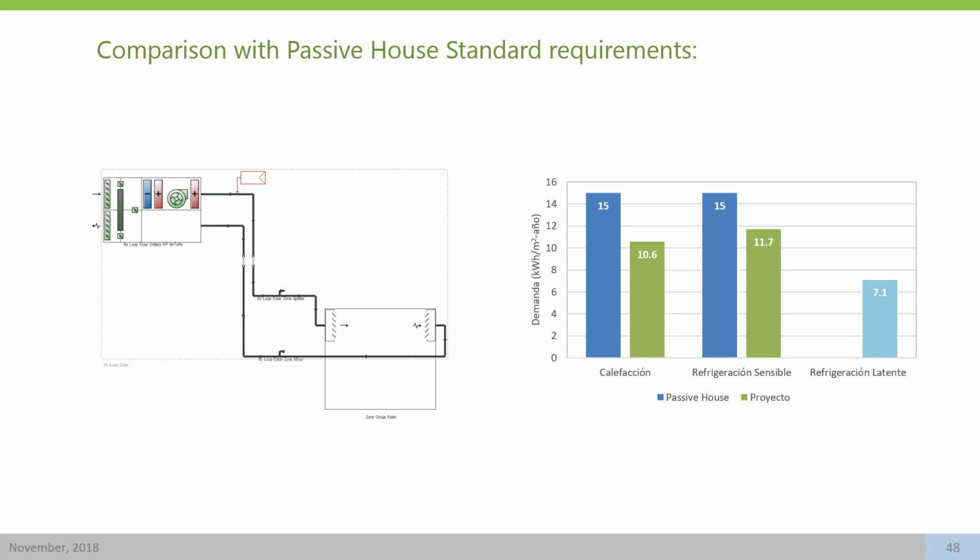Also, we used a detailed HVAC model of DesignBuilder. We modeled an air conditioning system with an air-to-air heat pump to evaluate our project regarding the passive house standard. According to the results, the heating and sensible cooling loss are below the limits defined by this standard.